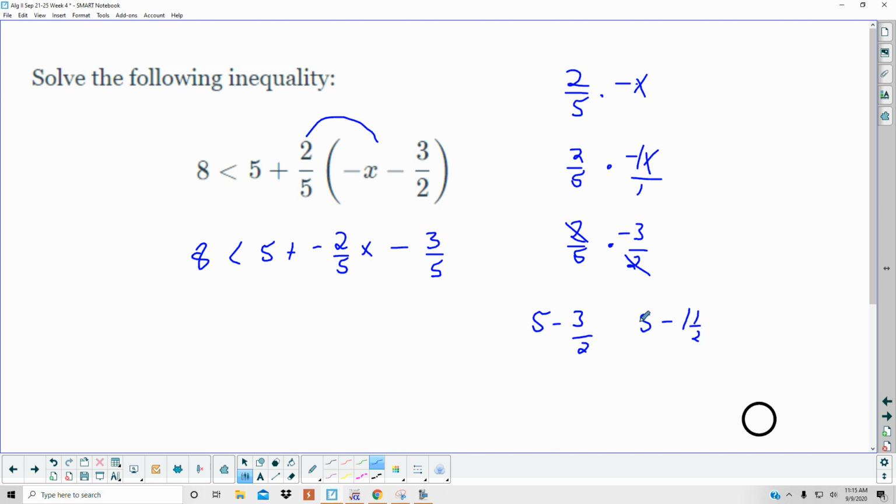So take the 1 off and you got 4. Another half, that's 3.5. So you have 8 is less than 3.5 minus 2/5 x. I need to move this 3.5 to the other side. Sorry, I've said that wrong again. Okay, 3.5. So I'm going to subtract the 3.5 from both sides.